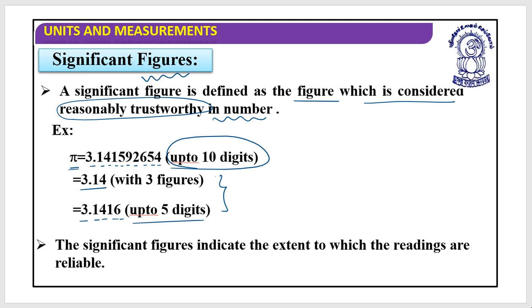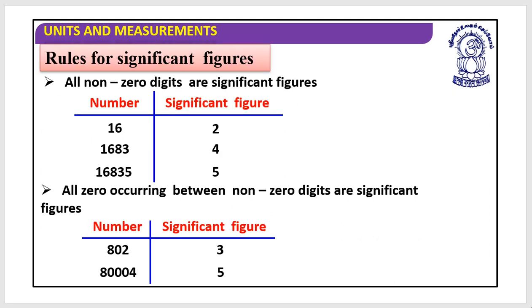Now we should use significant figures in a certain way. What we require is that significant figures indicate the extent to which the readings are reliable. To decide how many figures should be reliable, and which figures should be considered and which should not, there is a certain set of rules that you need to remember. So let's begin with the rules for significant figures.